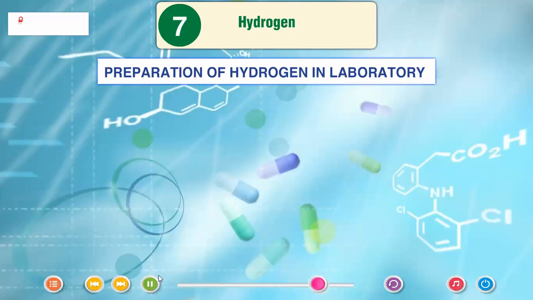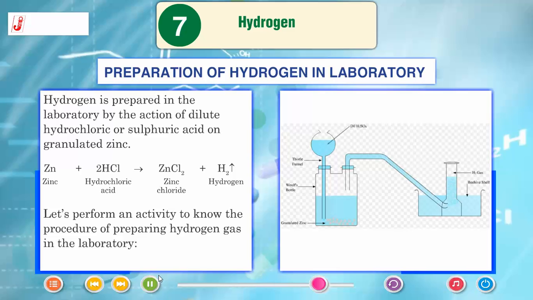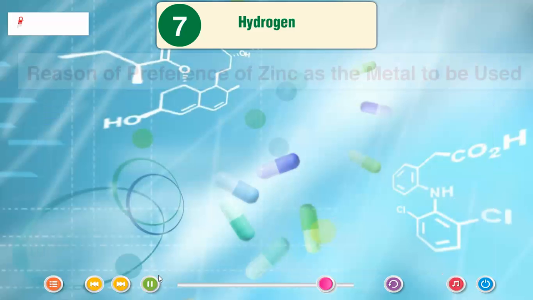Preparation of hydrogen in the laboratory. Hydrogen is prepared in the laboratory by the action of dilute hydrochloric or sulfuric acid on granulated zinc. Zn (zinc) + 2HCl (hydrochloric acid) gives ZnCl2 (zinc chloride) + H2 (hydrogen). Let us perform an activity to know the procedure of preparing hydrogen gas in the laboratory.